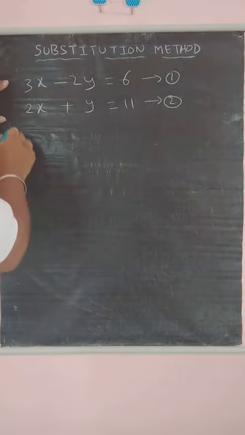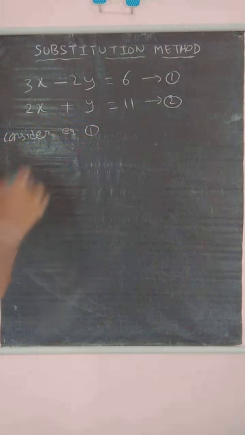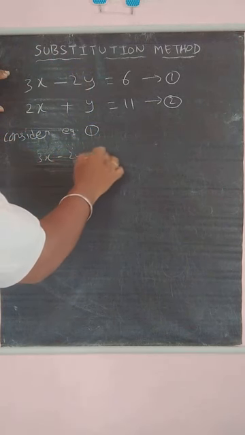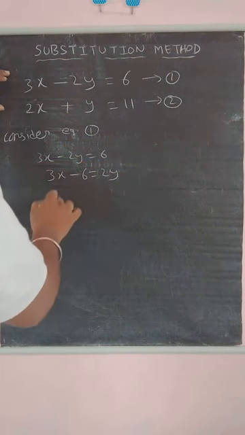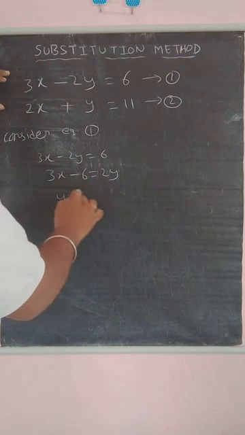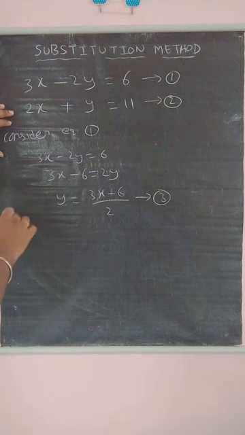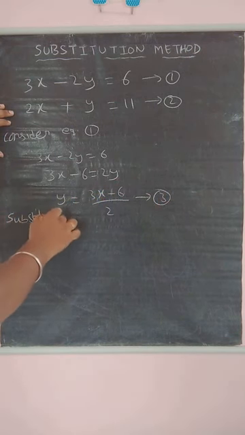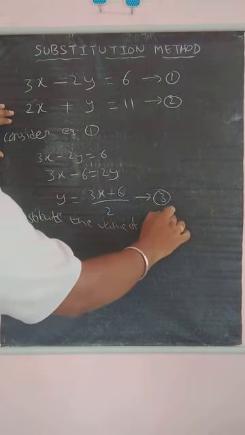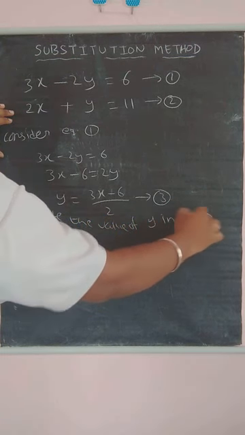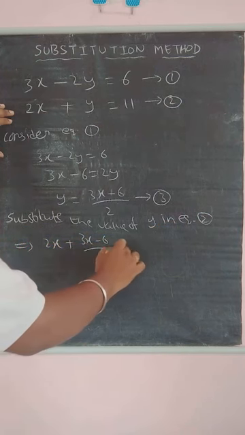So now consider equation 1. So what we can write, 3x minus 2y equals 6. So we can write here 3x minus 6 equals 2y. Then y equals 3x minus 6 by 2. Let it be 3. Now substitute the value of y in equation 2. So that implies 2x plus 3x minus 6 by 2 equals 11.